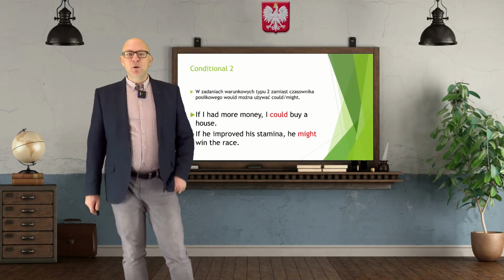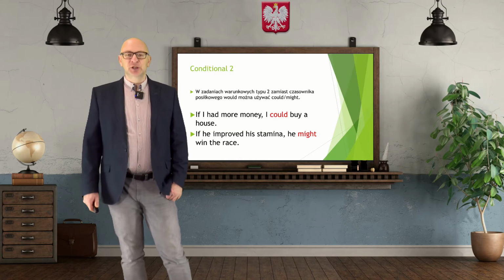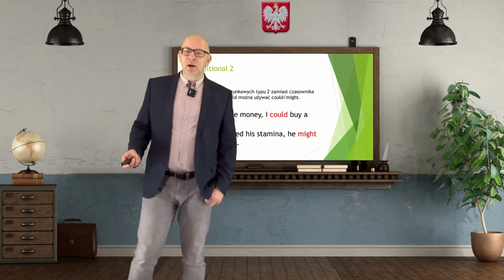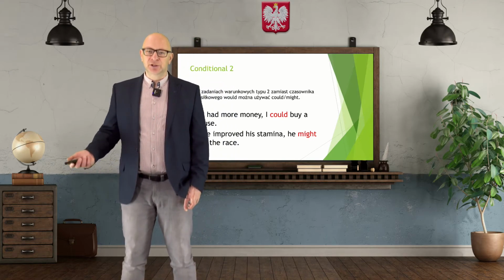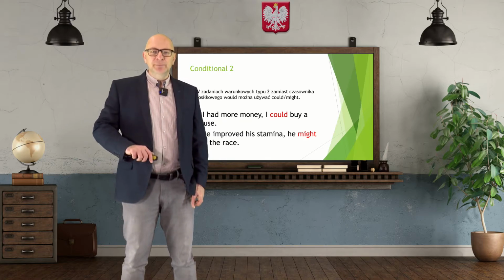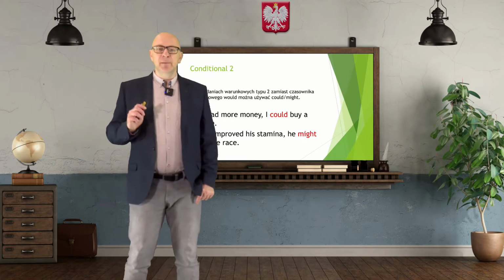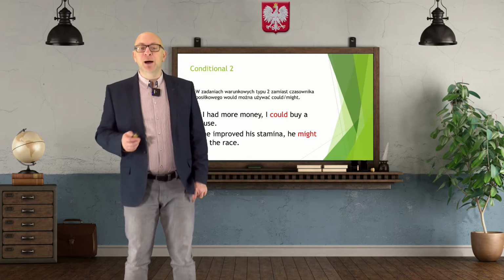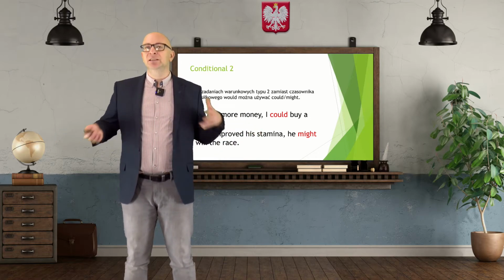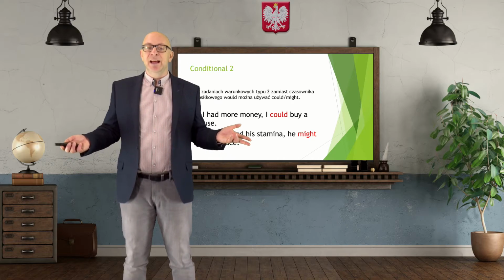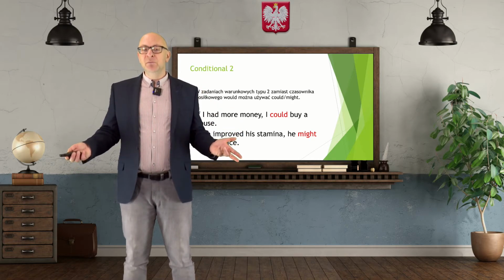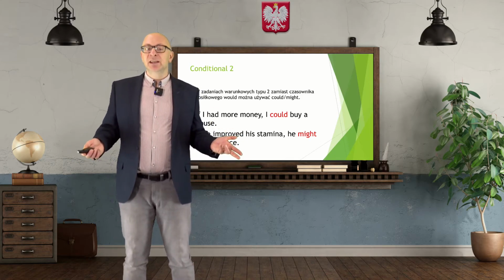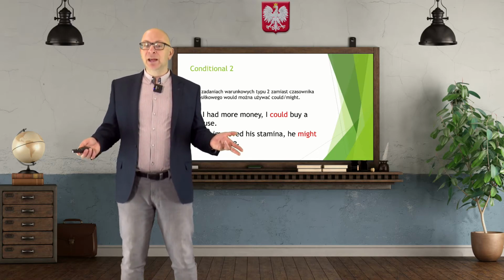All right, now another variation of the conditional two sentences is the fact that in this part where you have the result of the condition, instead of would, you can also use the modal verbs could and might. So, if I had more money, I could buy a house. What's the difference? Well, the difference is exactly the same as it is in Polish. Gdybym miał pieniądze, mógłbym kupić dom, but if we put the word would instead of could, we'll have a sentence: if I had more money, I would buy a house, kupiłbym dom.